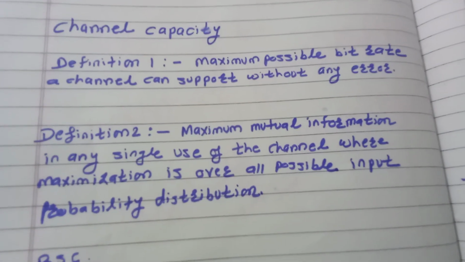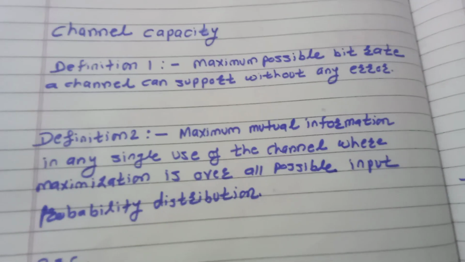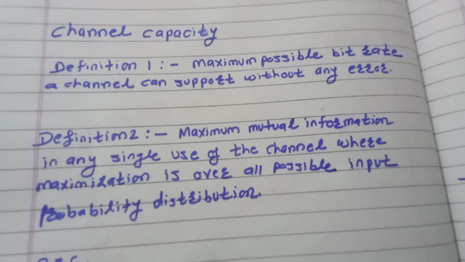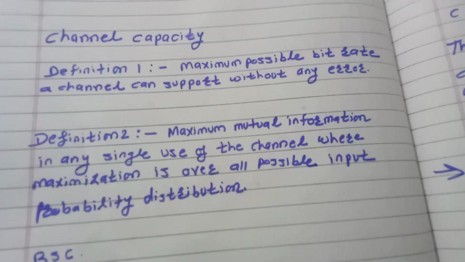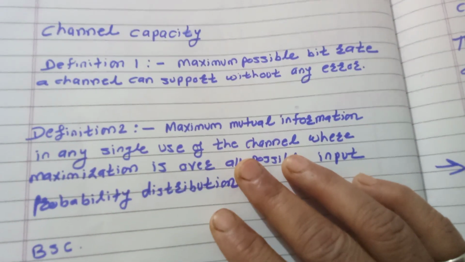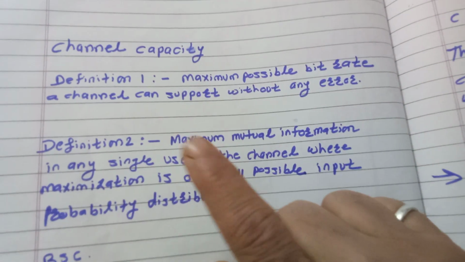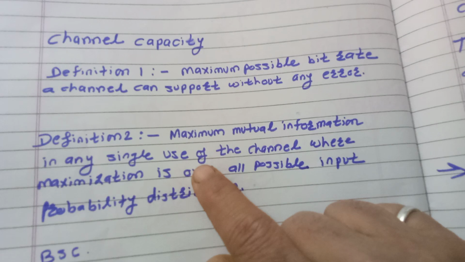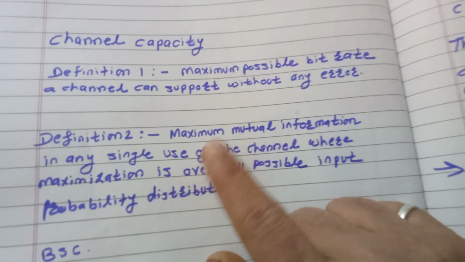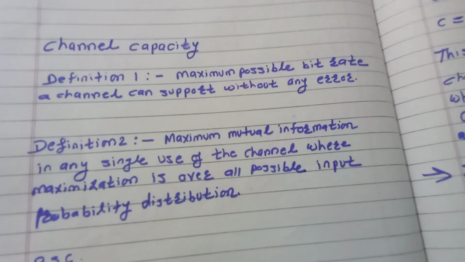Second definition is maximum mutual information in any single use of the channel, where maximization is over all possible input probability distributions. This definition we have already seen in the previous video. I think we have done one video on this definition. So channel capacity is nothing but a mutual information also.